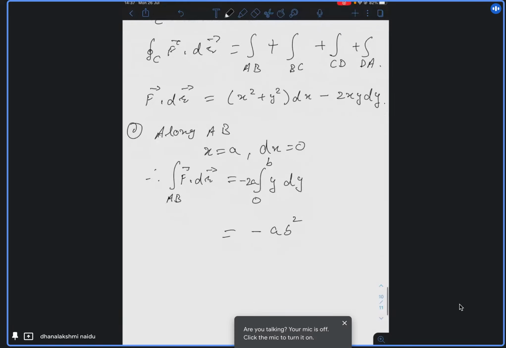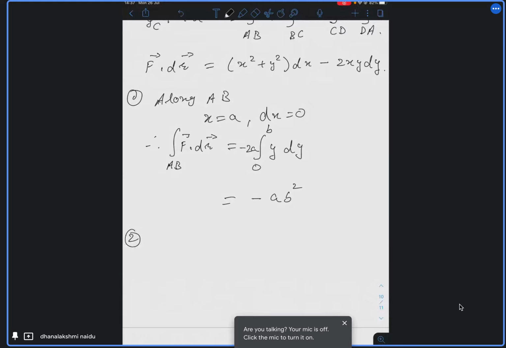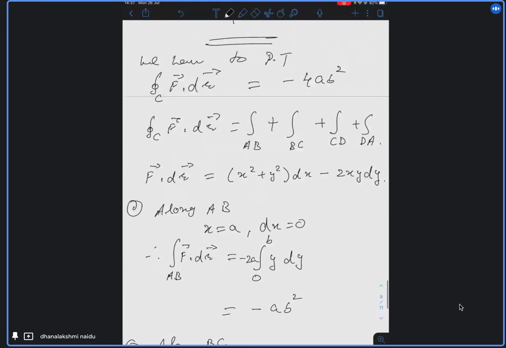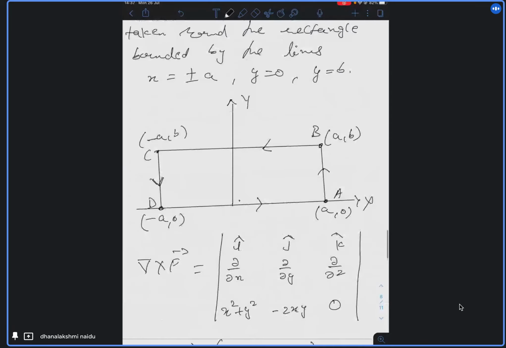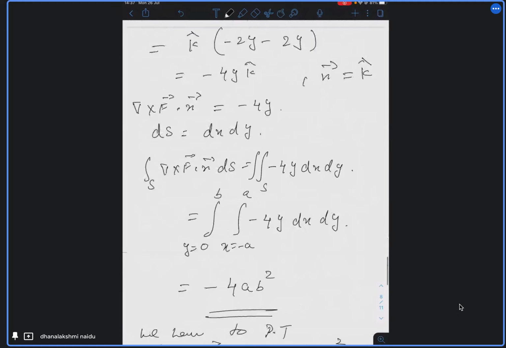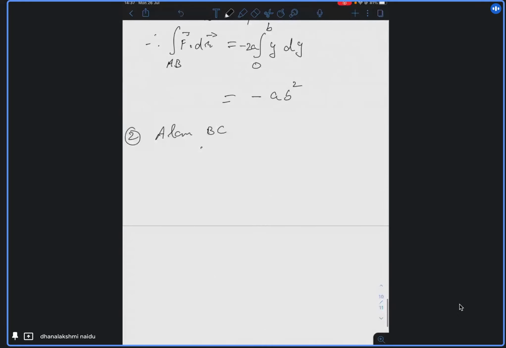Now let us go to the other one which is along BC. So along BC, what is not changing? Y is not changing. Y is b, so dy will be equal to 0. Whereas x is from where to where it is going? A to minus a. So here y is equal to b, so you will have dy is equal to 0.